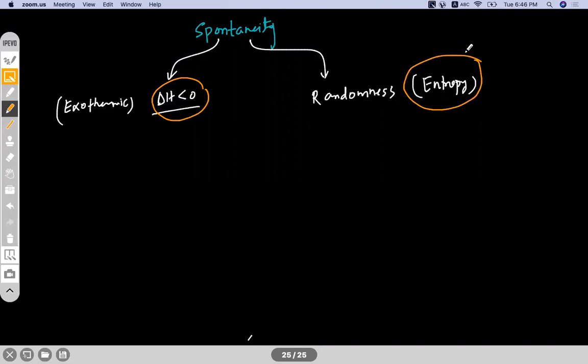Instead of considering two factors, that is enthalpy and entropy, and finding out the spontaneity of any process, why don't we club these two factors and give a new thermodynamic term. Based on that single new thermodynamic term, we can say whether the given process is spontaneous or not. Correct? So with this thought process, they have defined a new thermodynamic term, that is Gibbs free energy, represented by G.